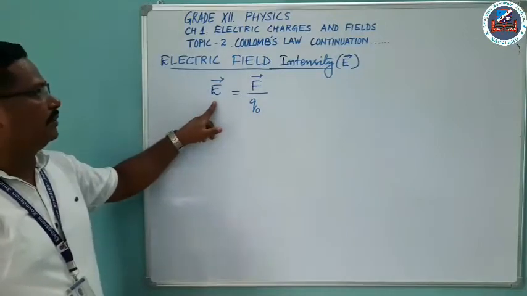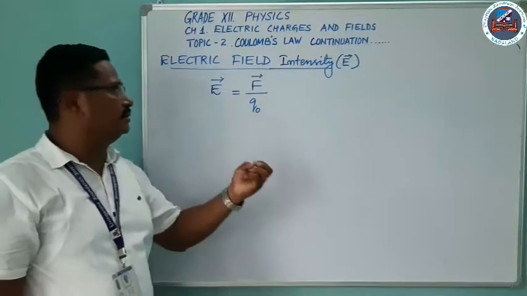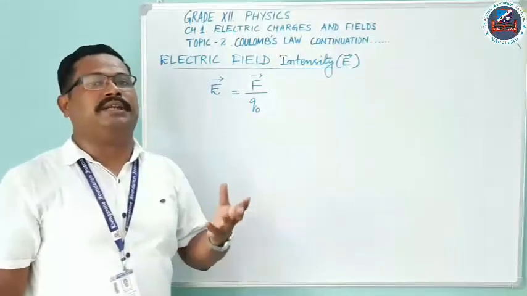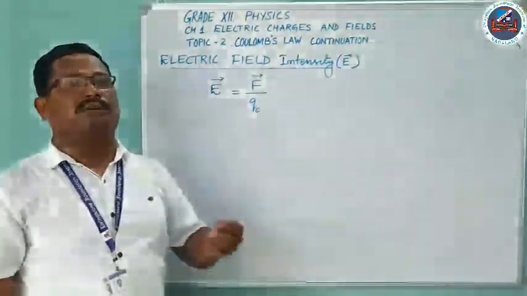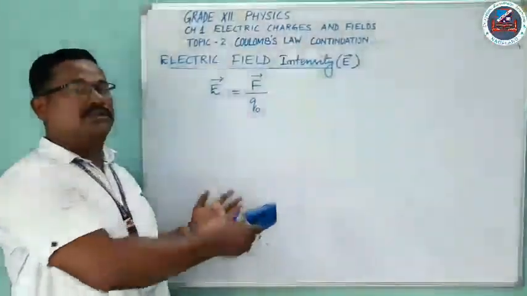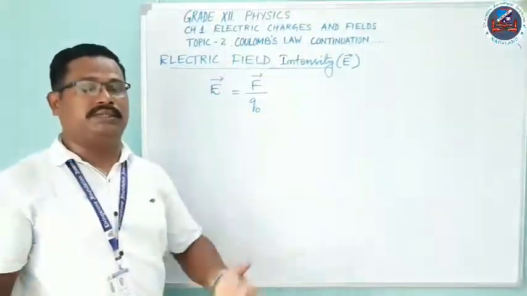With this formula, you can find out the strength of electric field, how much force Q naught experiences because of the presence of another charge. In the earlier diagram that I have shown to you, the source charge is capital Q, plus Q I have written.